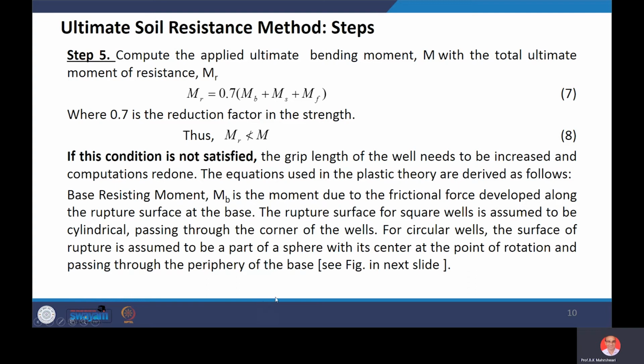The equations used in the plastic theory. Let's see how these equations have been derived; we will discuss briefly. First of all, the basic resisting moment Mb is the moment due to the frictional force developed along the rupture surface at the base. This rupture surface for square wells is assumed to be cylindrical, passing through the corner of the wells. For circular wells, the surface of rupture is assumed to be a part of a sphere with its center at the point of rotation, and passing through the periphery of the base.